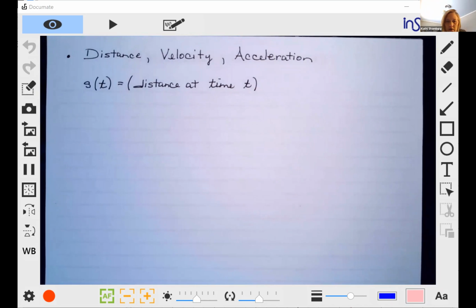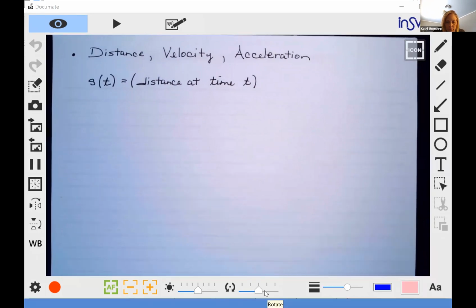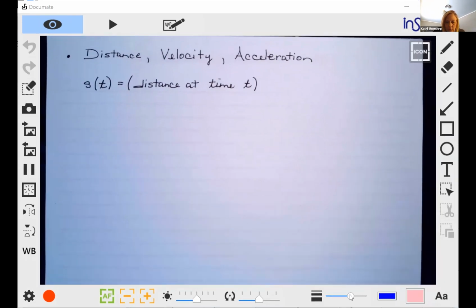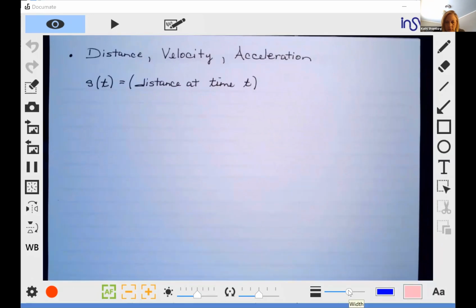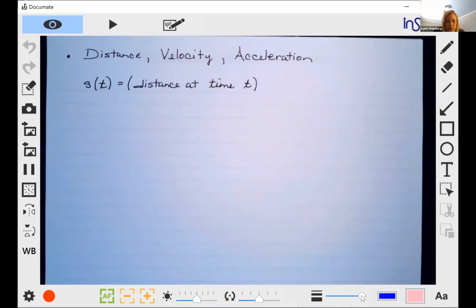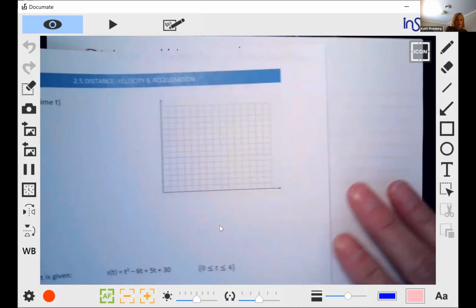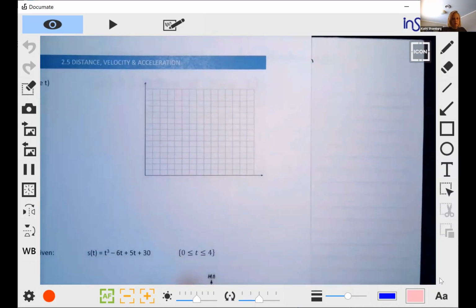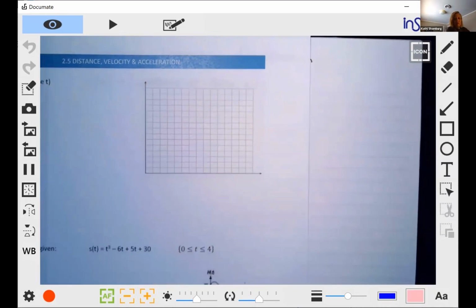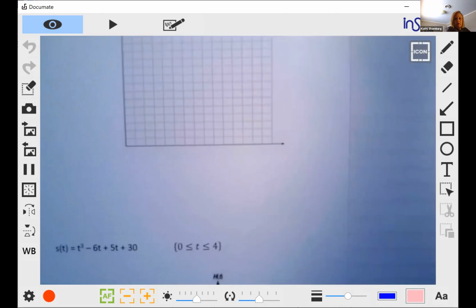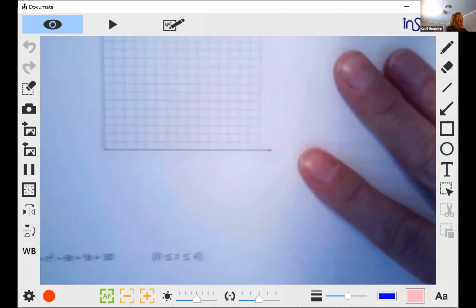Hang on for just a second. Okay, sorry, I was messing with something on my computer. I was just curious. Give me a minute while I try to make this a little bit bigger.